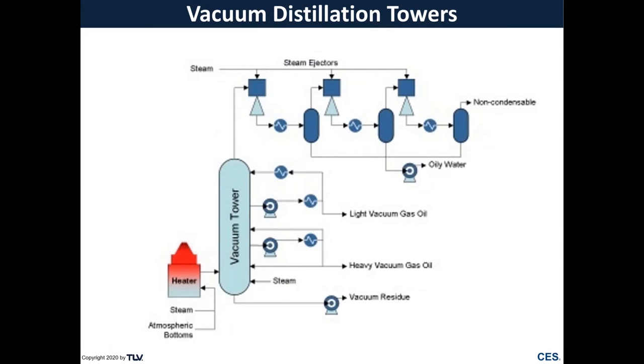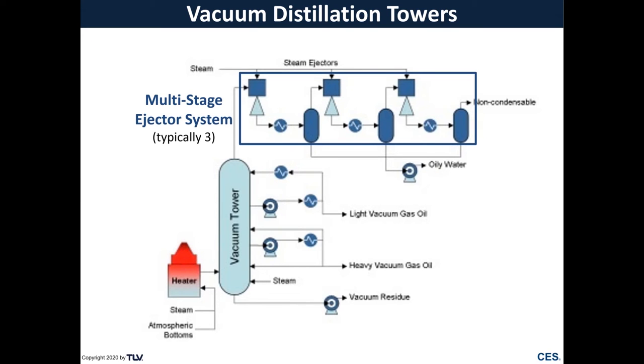Here is a basic schematic of a vacuum distillation process, where residual product is piped over from the bottom of the atmospheric tower, heated through a furnace, and then fed into the vacuum tower for distillation. The efficient separation of the various distilled hydrocarbons from the top of the vacuum tower at the very low vacuum pressures required generally requires a train of three steam ejectors and condensers in series.